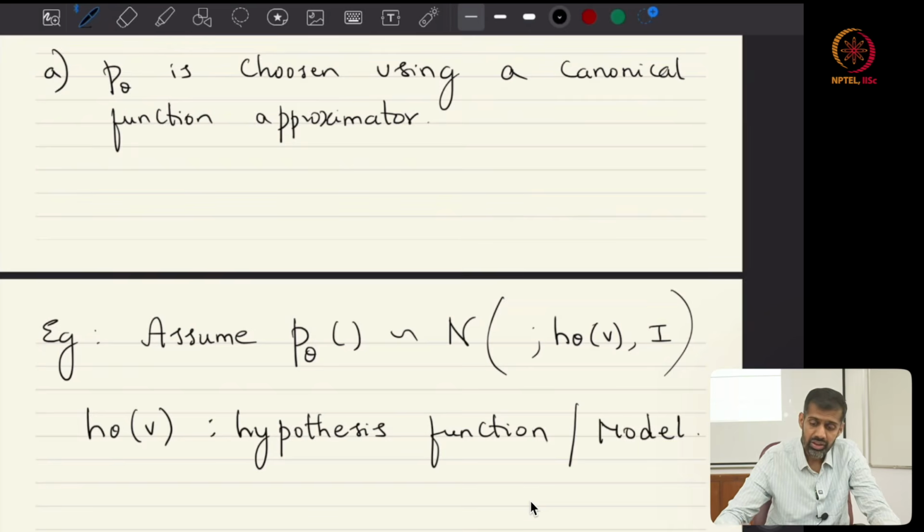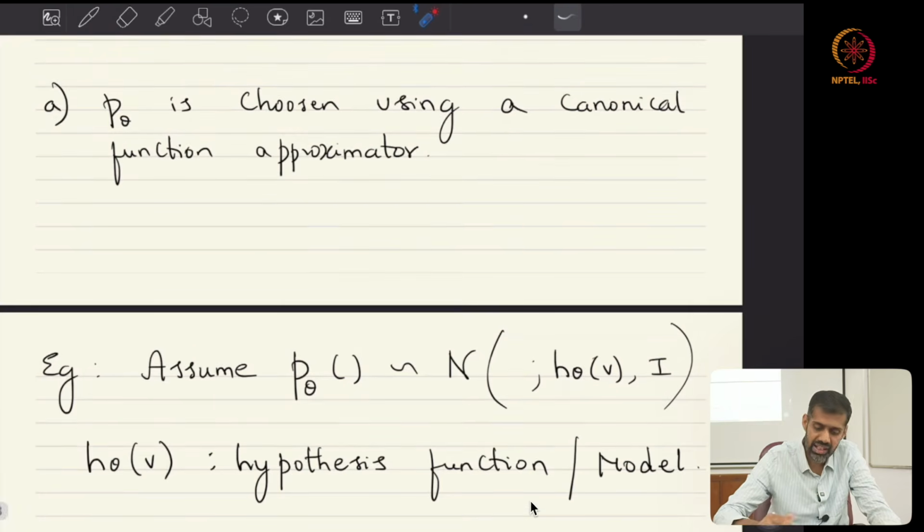Now what happens is estimating p theta becomes estimating the parameters of this canonical function that we have defined. Just to jump ahead and tell you, this h theta can be a neural network. Assume this h theta to be a neural network and estimate the parameters of that neural network. So that's a canonical function that you are assuming there.